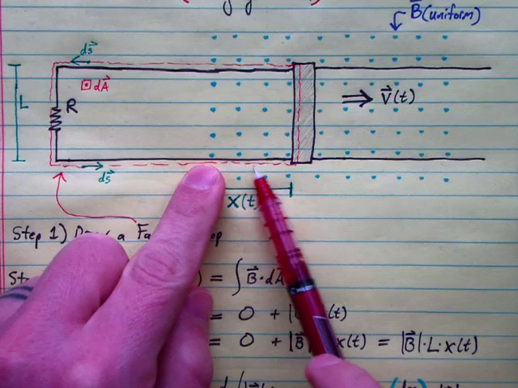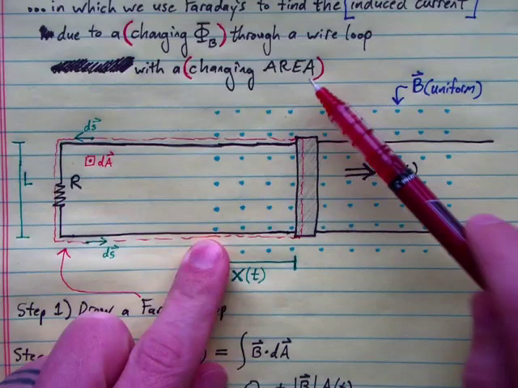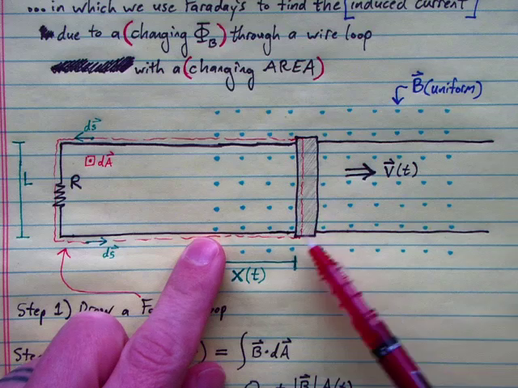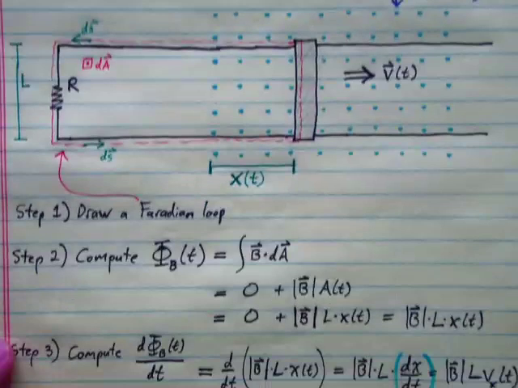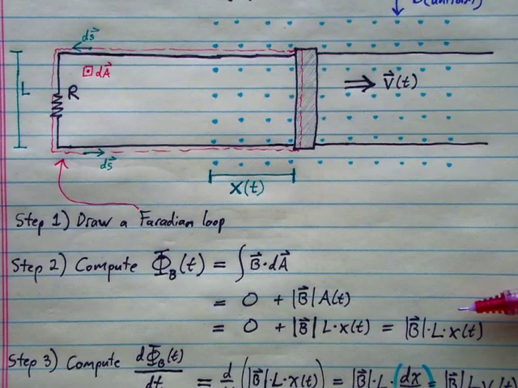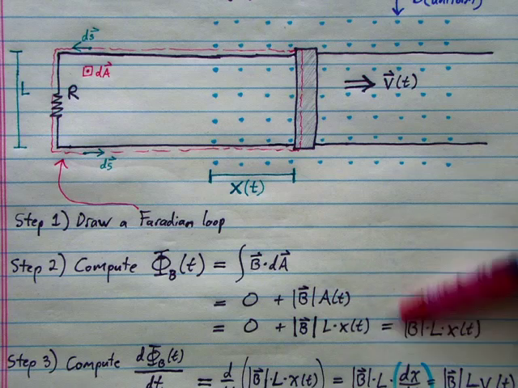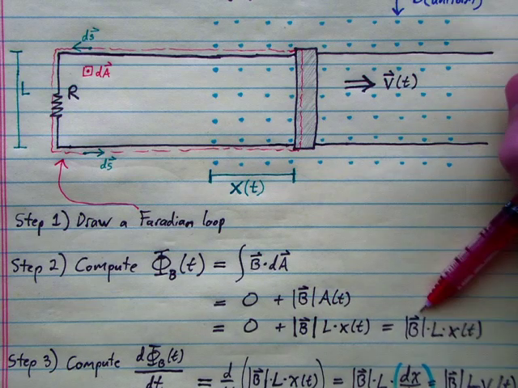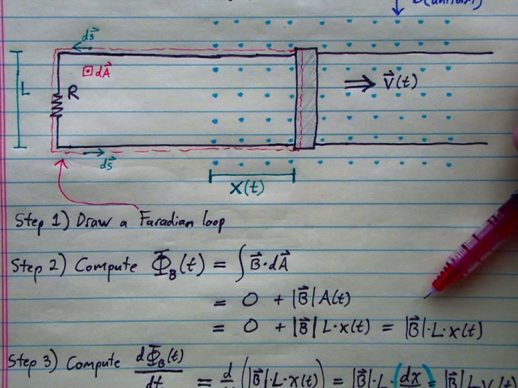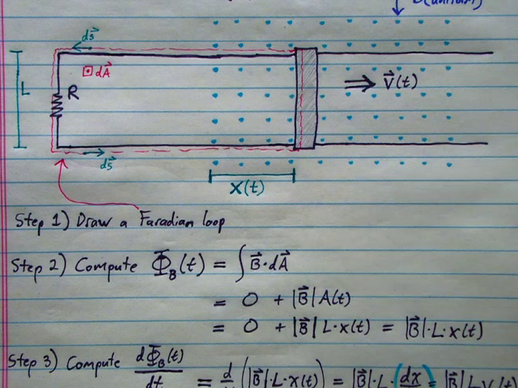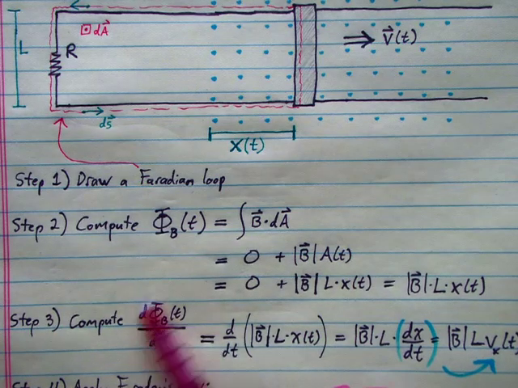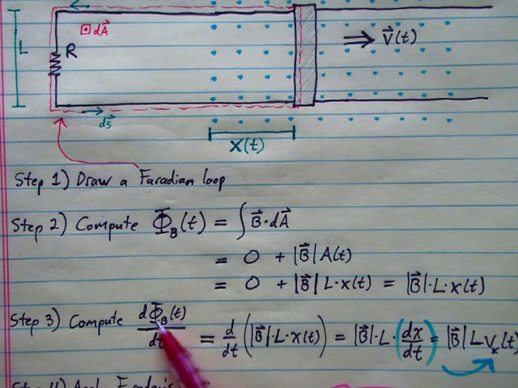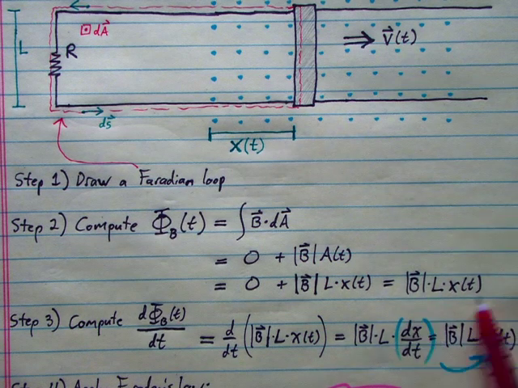It's the area of our loop that's changing as our bar moves further and further to the right. So here we are going to get a changing magnetic flux, even though we have a constant and uniform magnetic field. So that brings us to step 3, compute the rate of change of this magnetic flux. So dΦ/dt. So we need the time derivative of this.